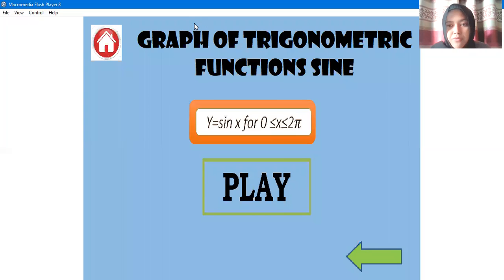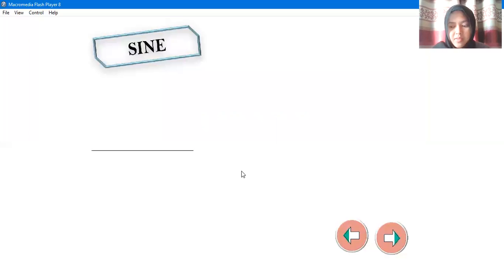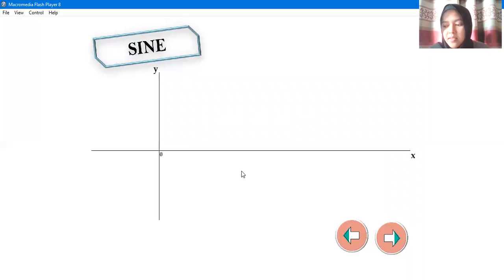Graph of trigonometric function sine. y equals sine x for x more than or equal to 0 and x less than or equal to 2π. Okay, we go to play the graph of trigonometric function sine. Play. Okay, steps to paint a sine graph.